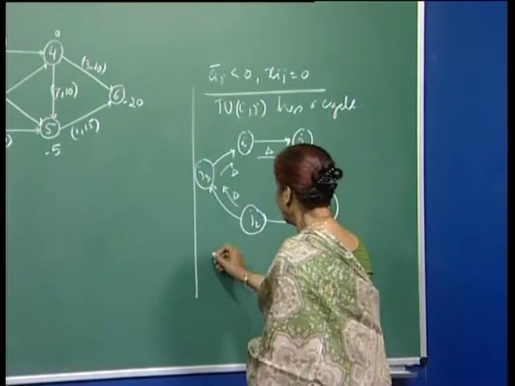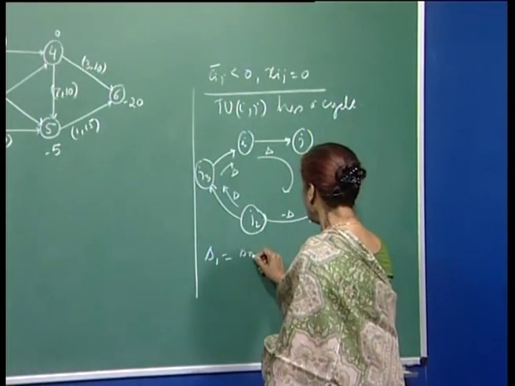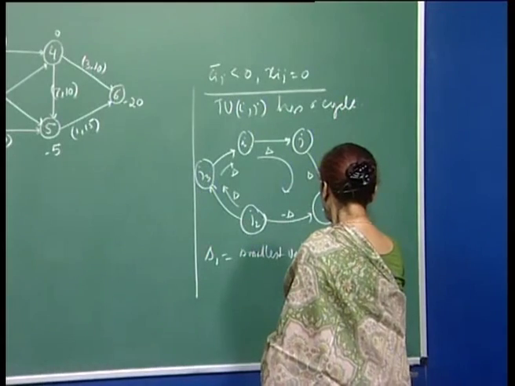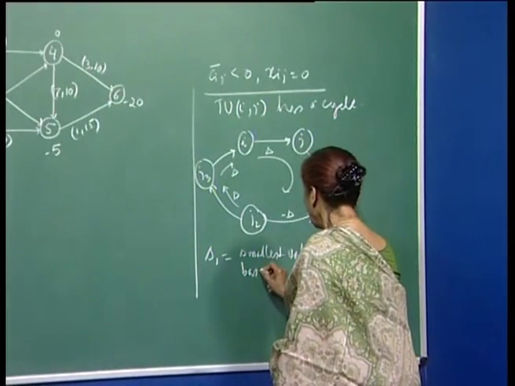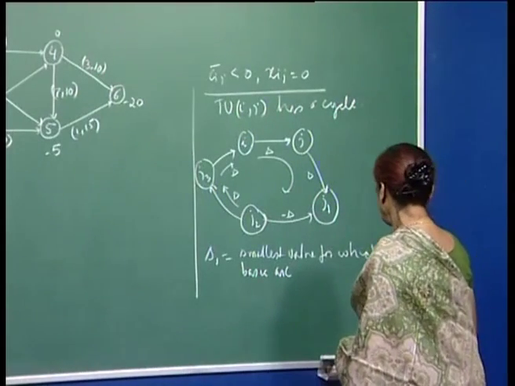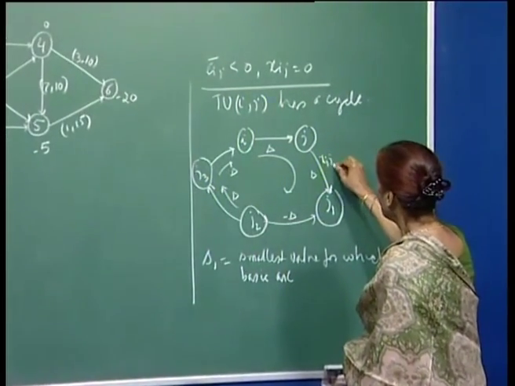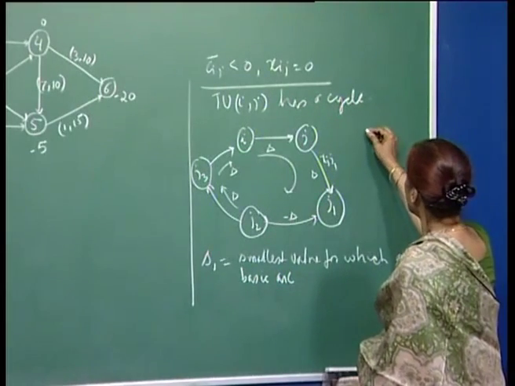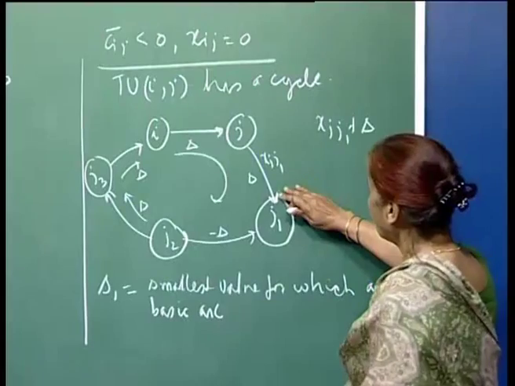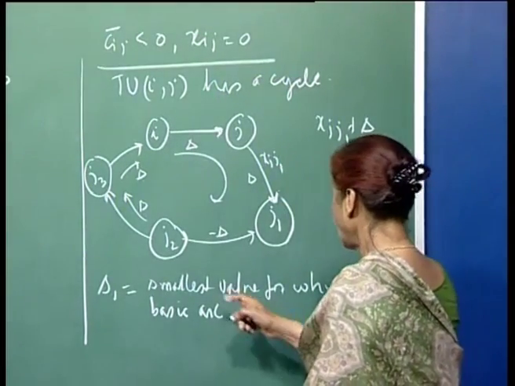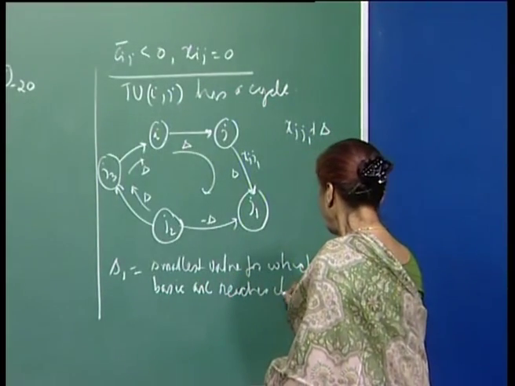Here you will have three values. Delta 1 will be the smallest value for which a basic arc reaches its upper bound value. I am considering that you may already have a flow here on j1, and the flow will now go up to plus delta. We do not want the flow on this arc to go beyond its upper bound. So we are saying the smallest value for which a basic arc reaches its upper bound value.